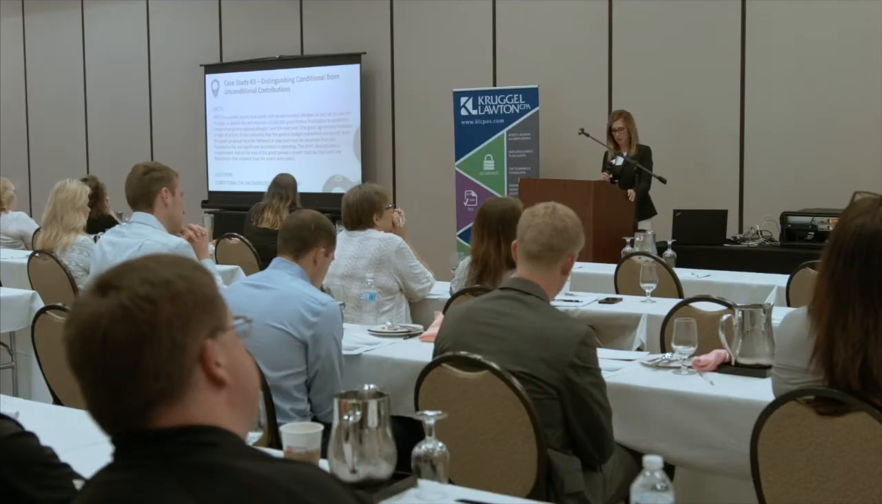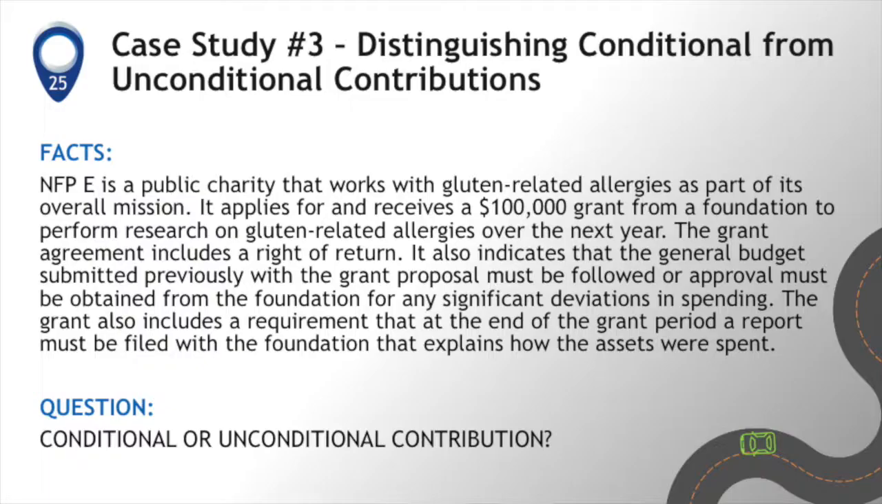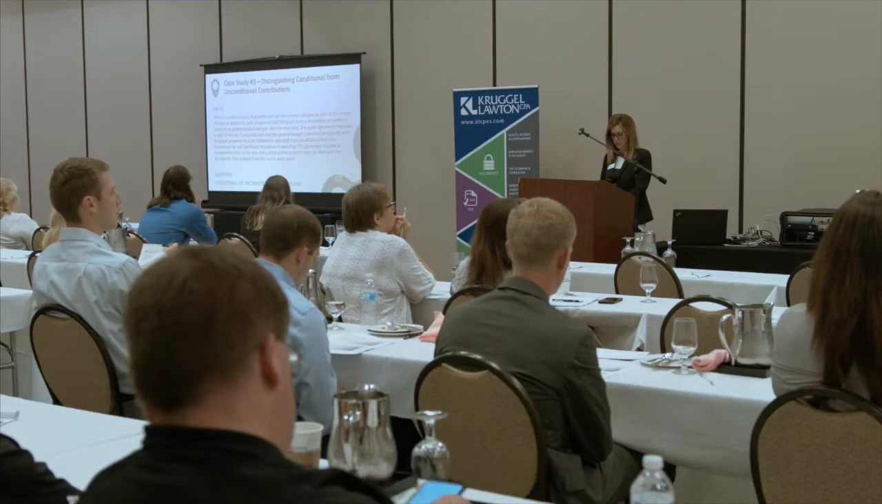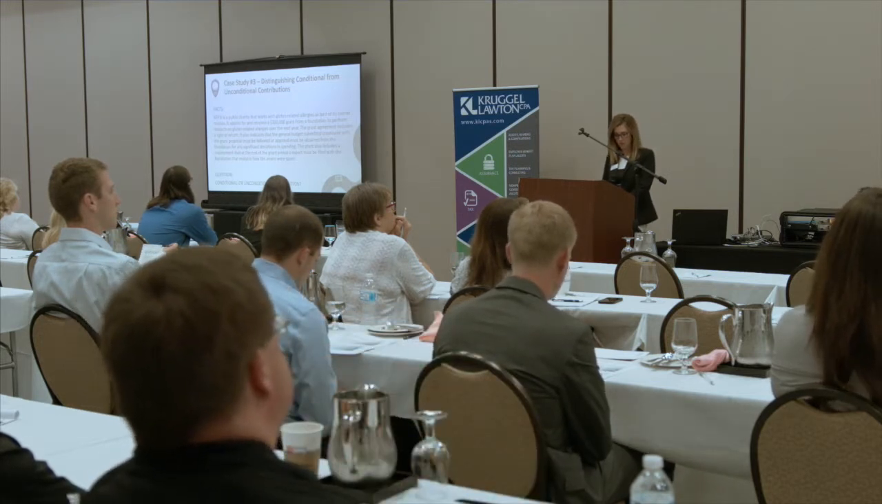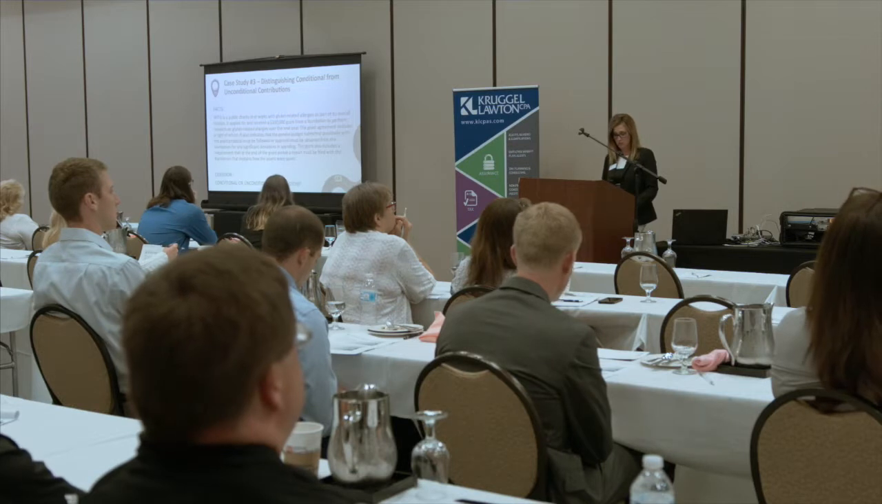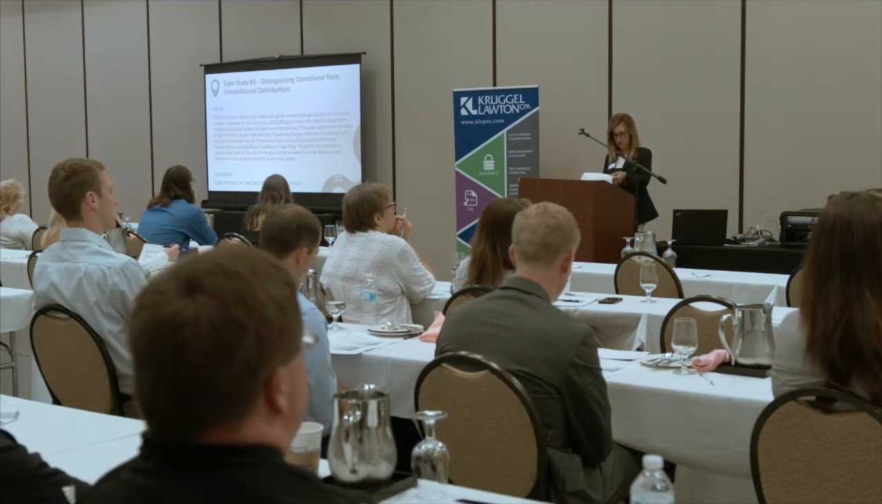All right, so number 3. We're a public charity that works with gluten-related allergies as part of our mission. We applied and received a $100,000 grant from a foundation to perform research on gluten-related allergies over the next year. The grant agreement includes a right of return, and it also indicates that the general budget that was submitted previously with the grant proposal must be followed, or approval must be obtained from the foundation for any significant deviations in spending. The grant also includes a requirement that at the end of the grant period, a report must be filed with the foundation that explains how the assets were spent.